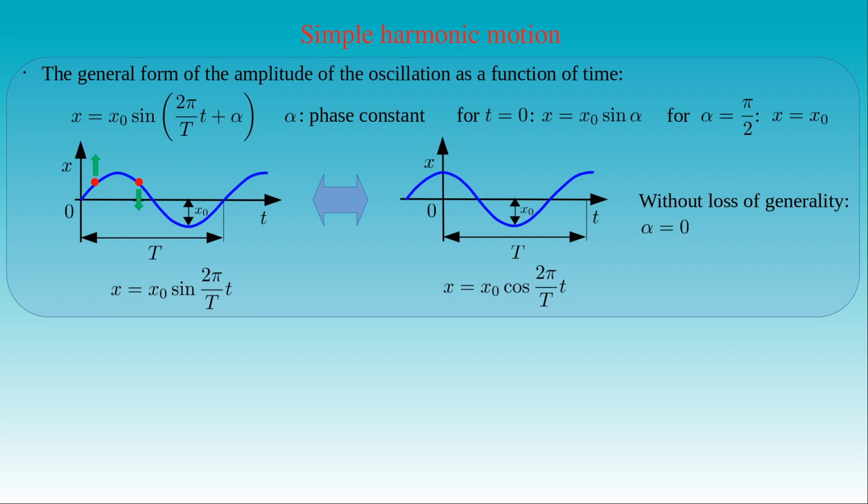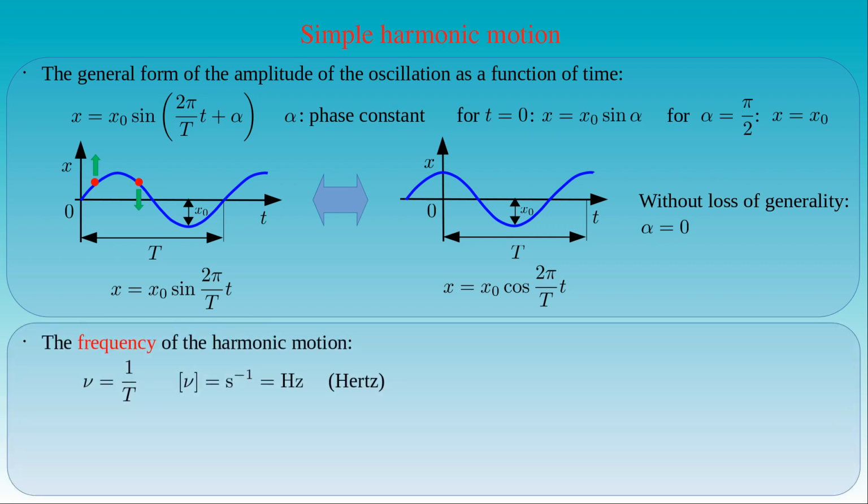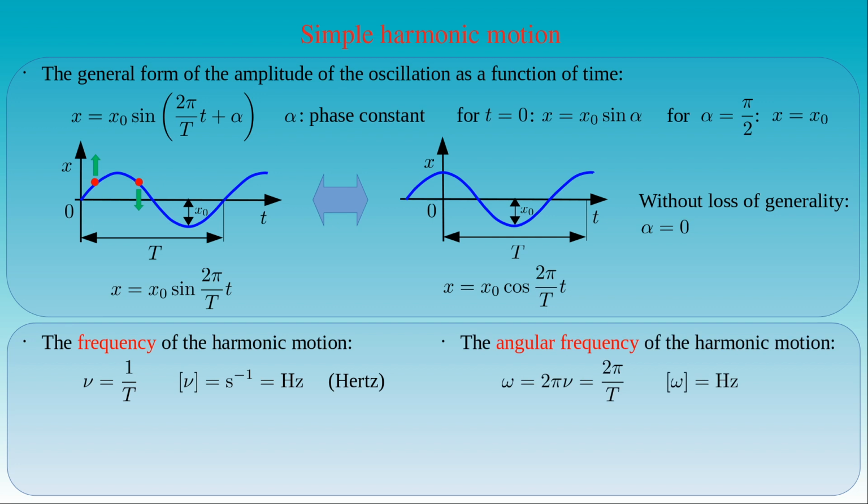Now we introduce some quantities describing harmonic motion, which are equivalent to each other. We define the frequency nu of the oscillation as the reciprocal of its period T. Then it is measured in the reciprocal of second, and its unit is named after Hertz with the abbreviation Hz. The angular frequency omega of the harmonic motion is defined by 2 pi times the frequency nu, that is, 2 pi over the period T, and it is also measured in Hertz.